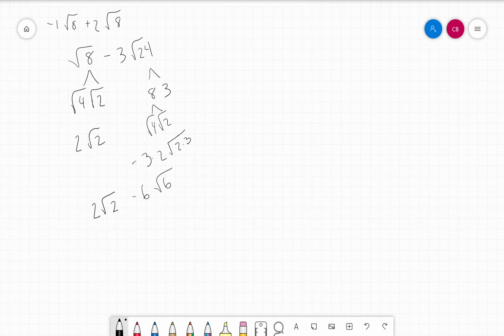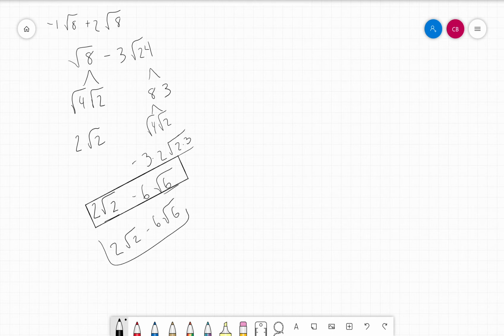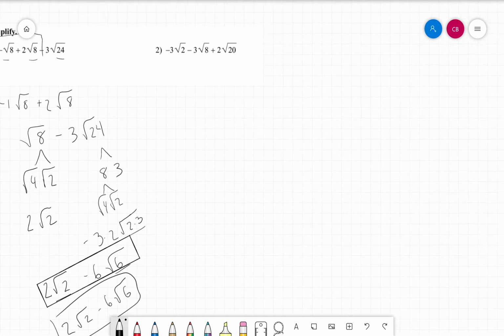Now, unfortunately, since 6 does not, you can write it as 2 times 3, but you can't pull anything out. This has to match exactly to this to be able to combine these. So since they don't, we can just simply say your answer is 2 square root 2 minus 6 square root 6. Okay, and obviously check your answers. Make sure that you have them right.